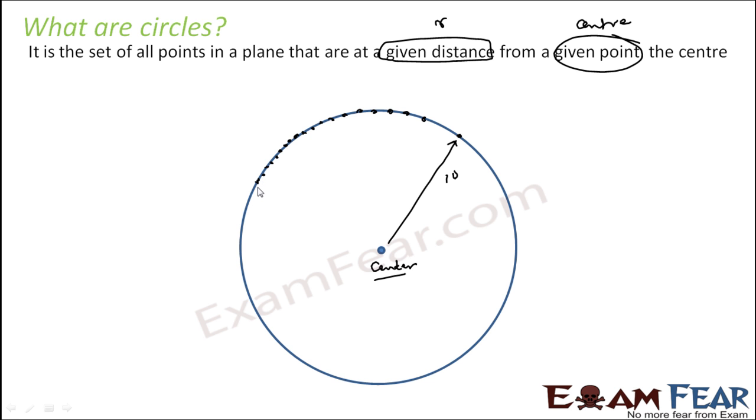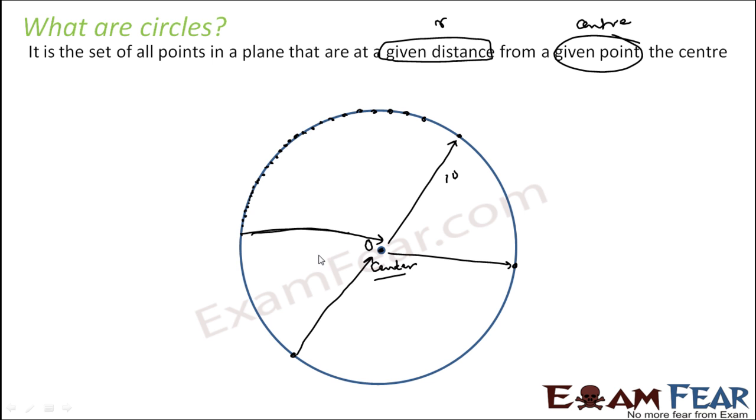Correct? Because all these points which you see, which I am drawing in black, are nothing but the points which are 10 centimeter from this center, and let me name it O. From the center O, all these points are 10 centimeter. For example, if you see, this point is also 10 centimeter from this point. If you talk about this point, this is also 10 centimeter from center. If you talk about any other point, let's suppose this point is also 10 centimeter from the center.